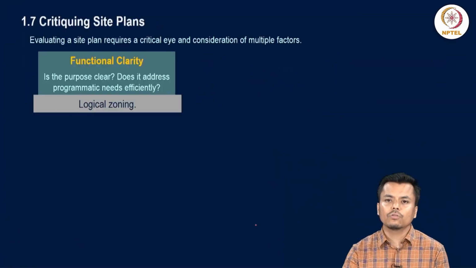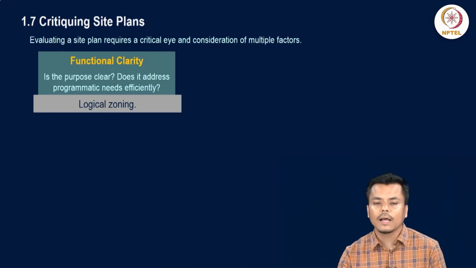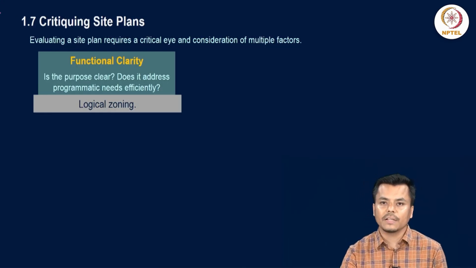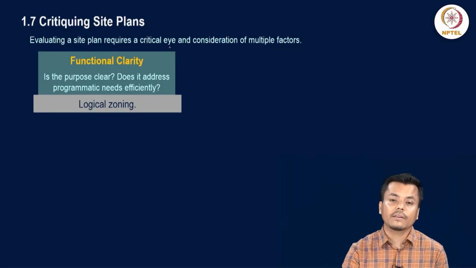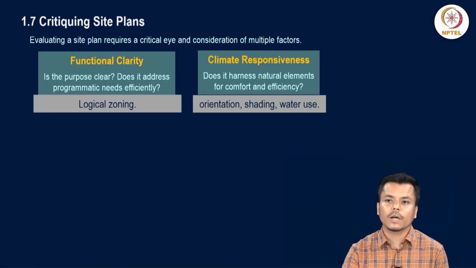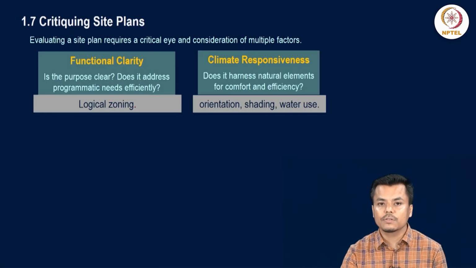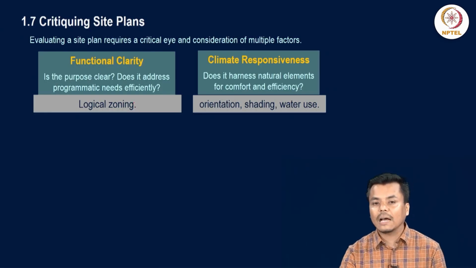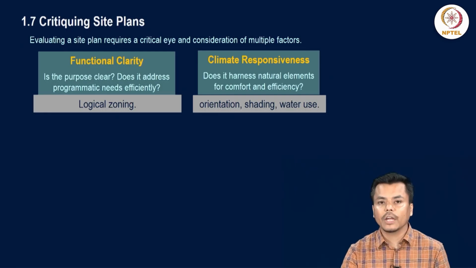Now let us look into the factors by which we can understand and analyze site plans in detail. Evaluating a site plan requires a critical eye and consideration of multiple factors, such as an understanding of functional clarity. You should be able to understand the purpose very clearly by looking at the site plan. Does it address the programmatic needs that you have formulated for the project? That has to be understood. Along with that, the climatic responsiveness, that is orientation, shading and water use inside your site. Whether you have enough provision to capture the rainwater or to limit the stormwater runoff from your site.